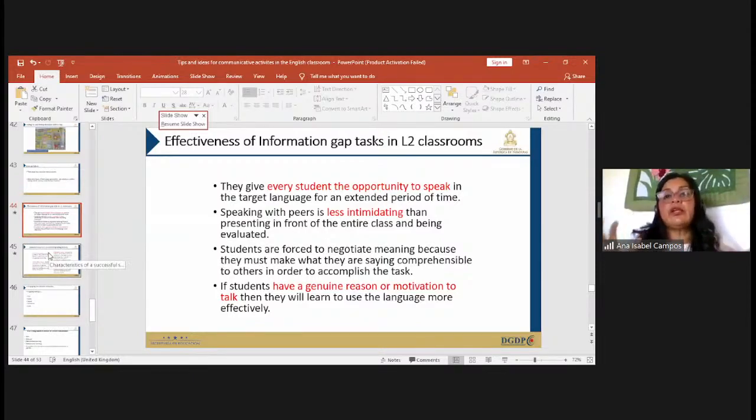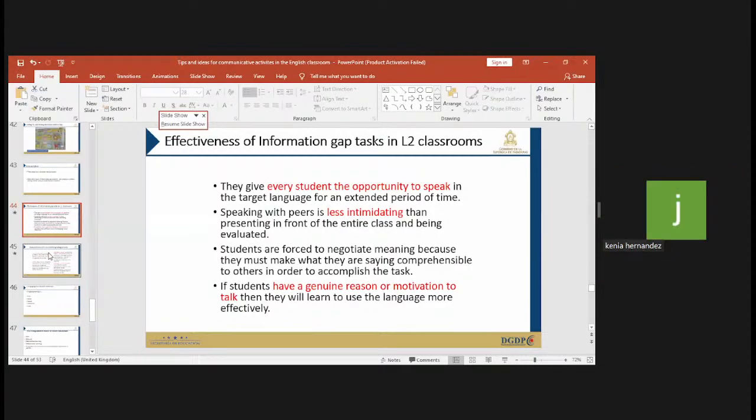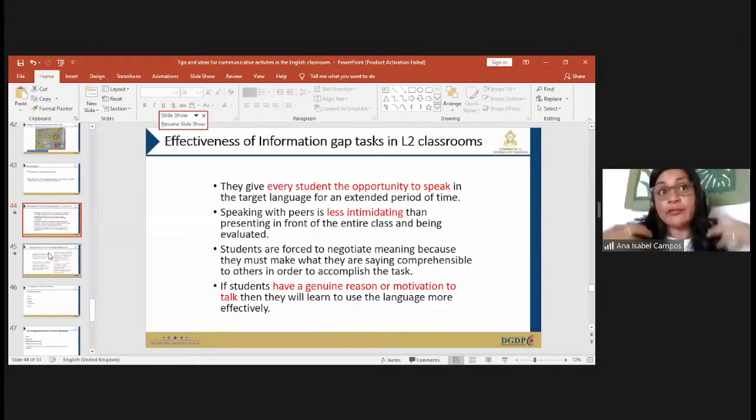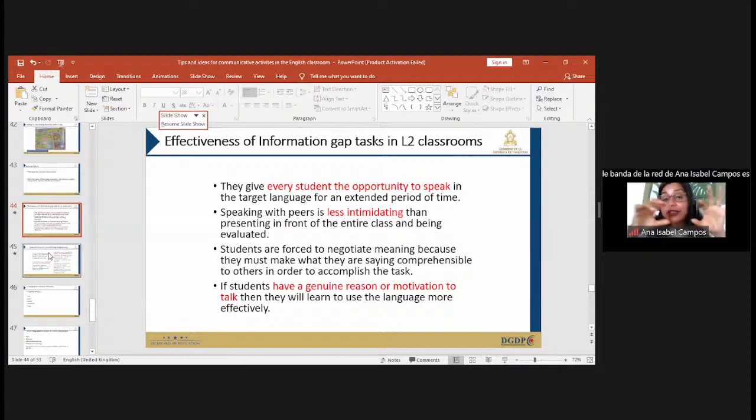So just to begin closing, the good thing about creating information gaps in the classroom is that every student has the opportunity to speak. All right, I have two people more. Also, when students speak in pairs, sometimes we as teachers ask students to go to the front, right? That is not a good idea because that increases students' fears. Their affective filter is not low.